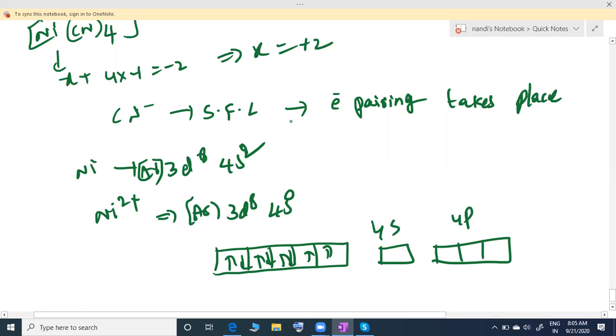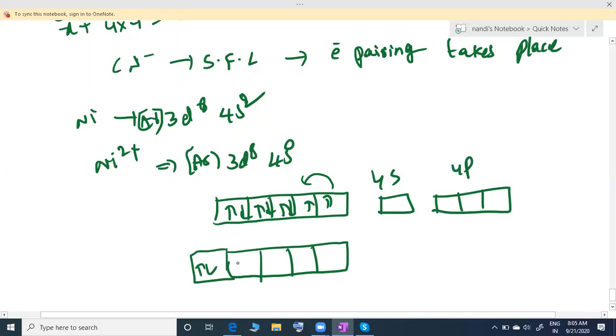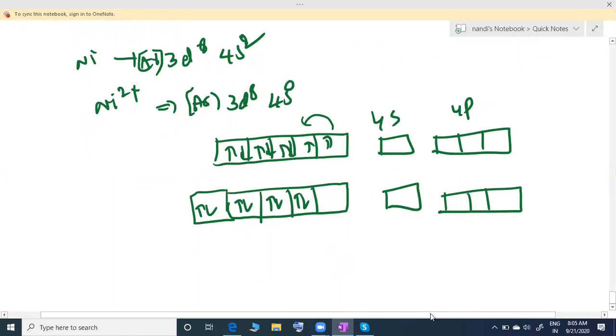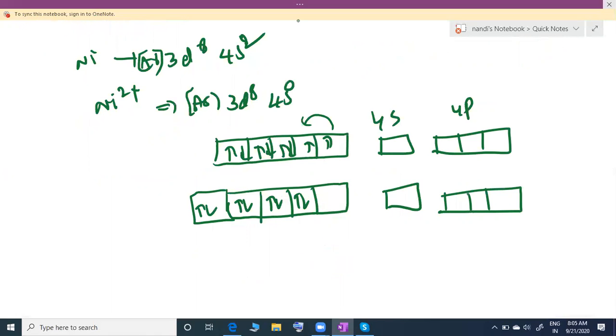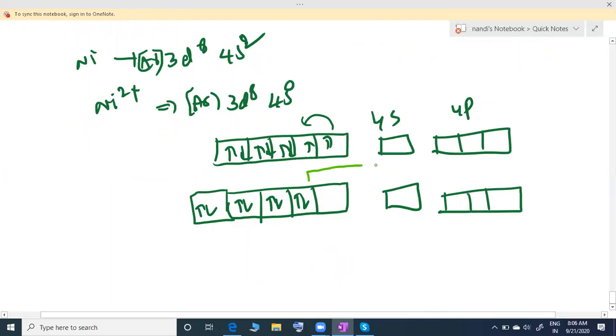But in the presence of a strong field ligand, pairing occurs. That's the word I gave here. Pairing means if there are still any unpaired electrons here, they can pair up by themselves. So when they pair, you will get one empty orbital here because this electron pairs up here. We require a total of 4 orbitals, so we can take 4 orbitals from here.